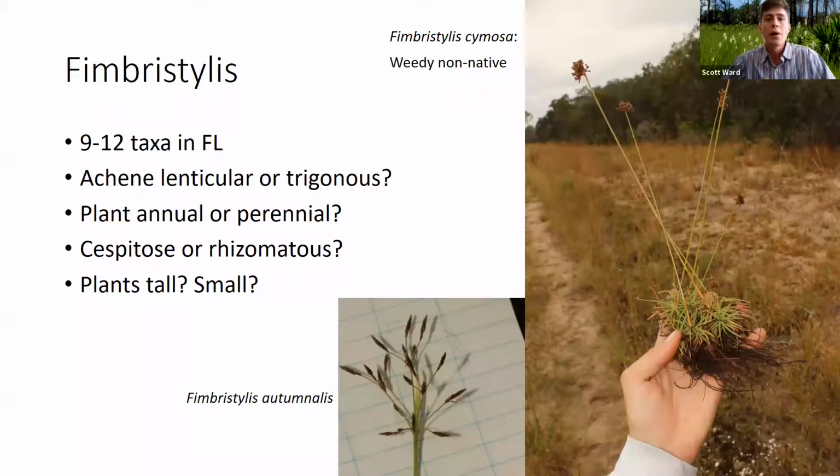Bulbostylis, there's some non-natives and natives as well, but there's overall about 9 to 12 taxa in Florida. It's important to think about, once you break down those reproductive structures again, if the achenes, those little seeds, are lens-shaped, lenticular, or trigonous, three-angled. Is the plant an annual or perennial?